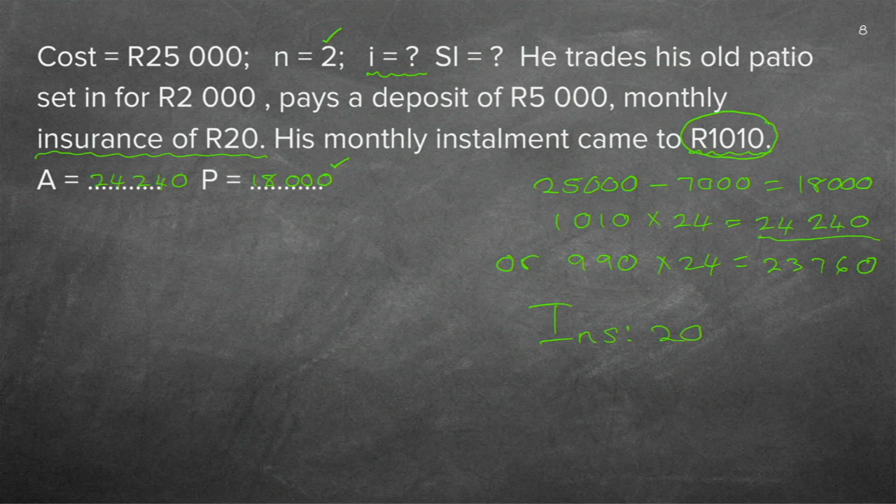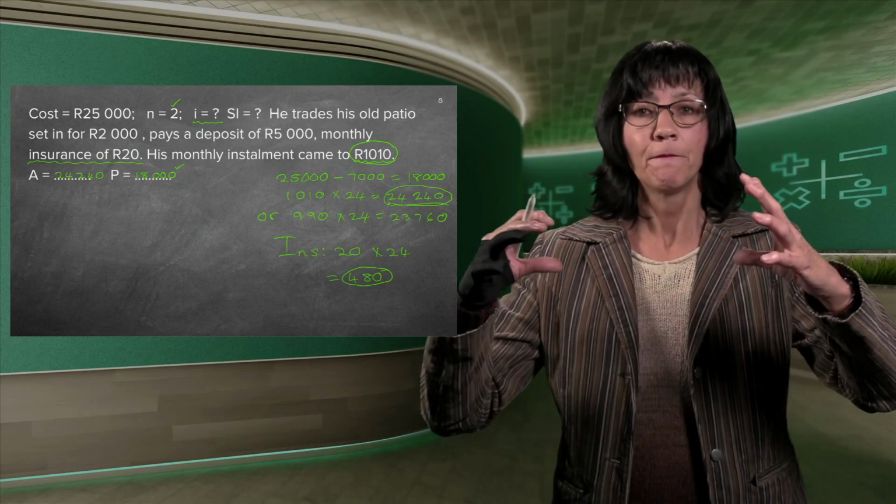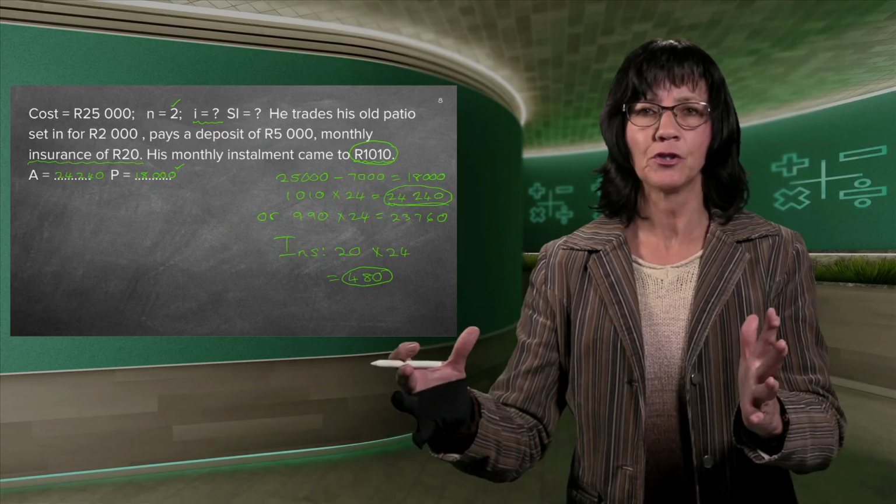How many months in 2 years? Times 24. So that gives me 480. So I need to take that amount that I've got there, let's circle it, and this amount that I've got there, I need to subtract them from one another. Let's just see why. That amount, 24,240, was my final amount that I paid over the 2 years.